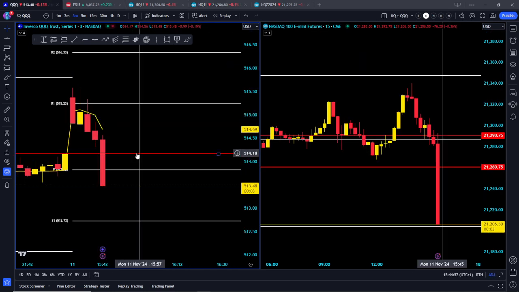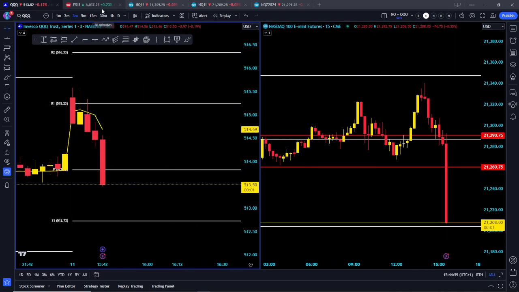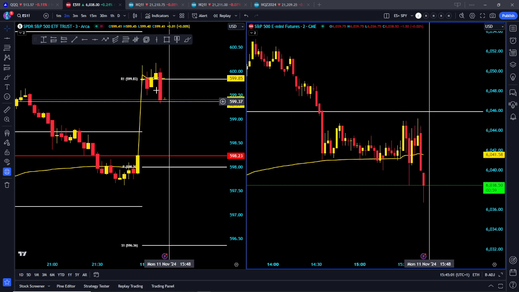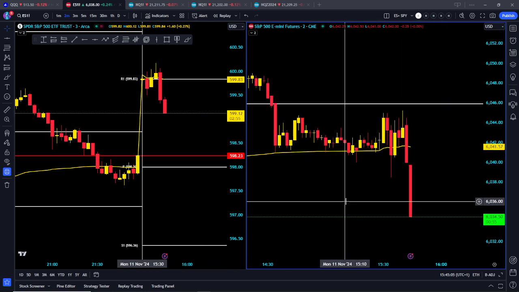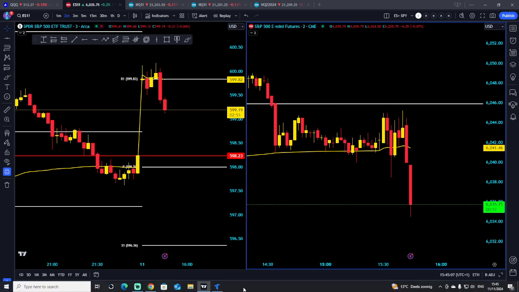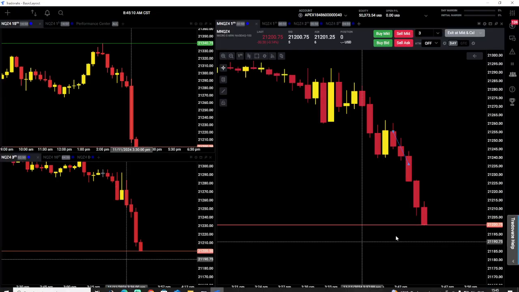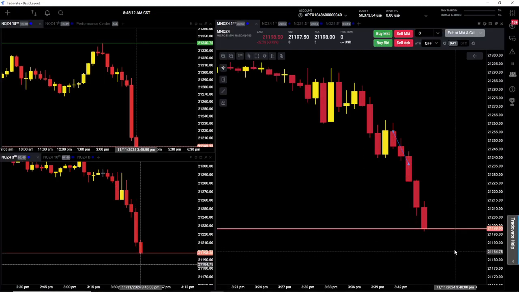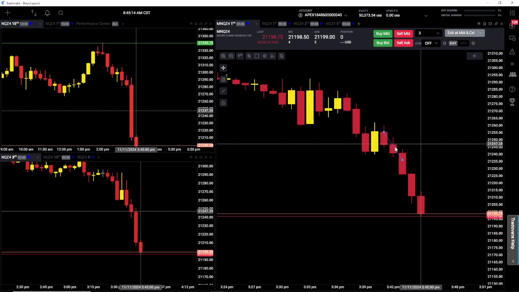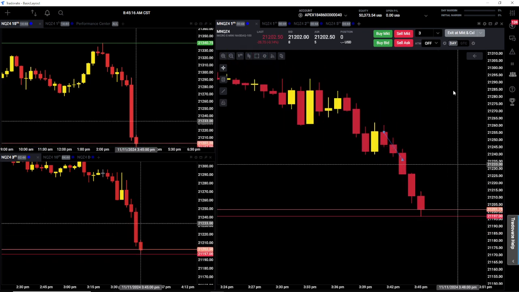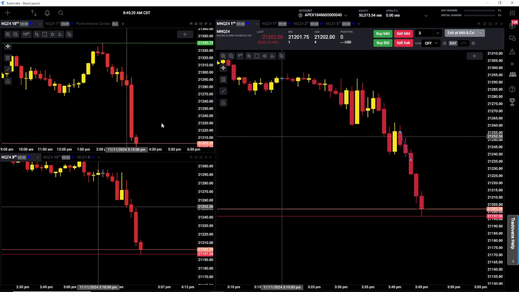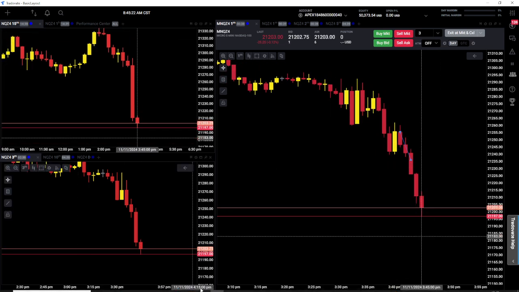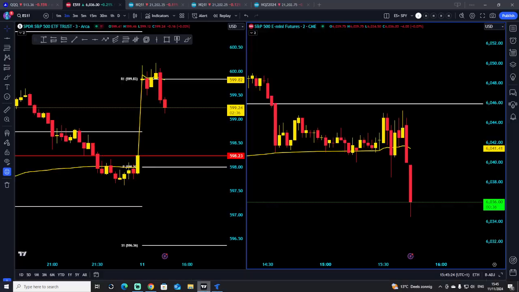There we go, gap filled on the QQQ. We can close this. ES back down there. The S&P, the SPY didn't yet fill the gap. Oof! Wow, 200s. What a trade. What a trade. 15 minutes into the open.